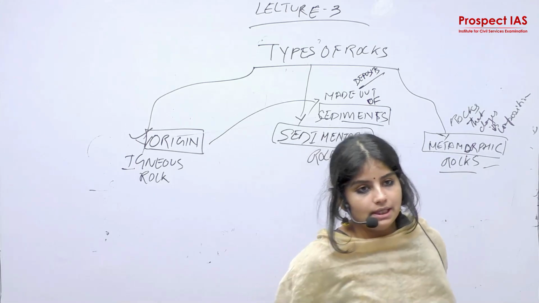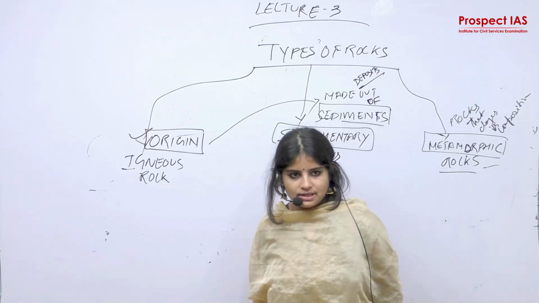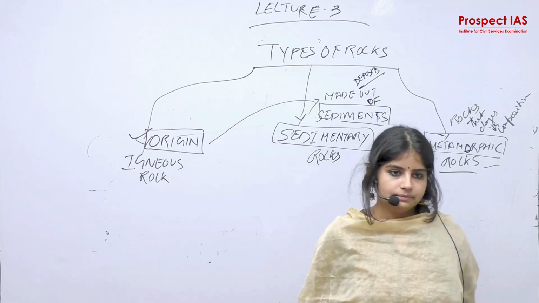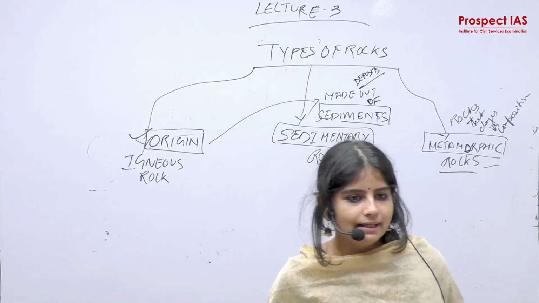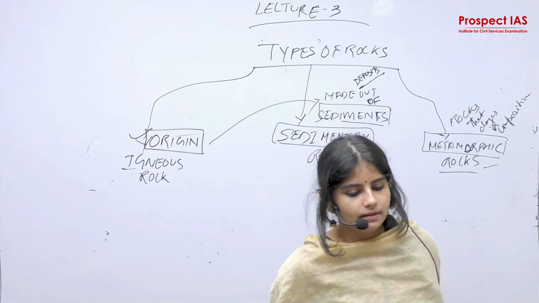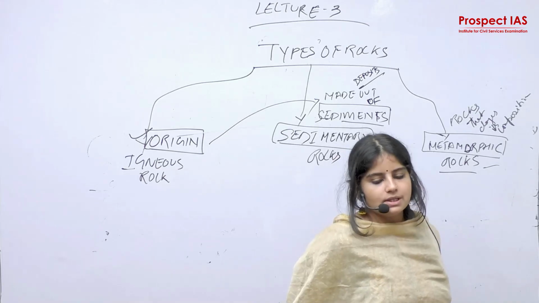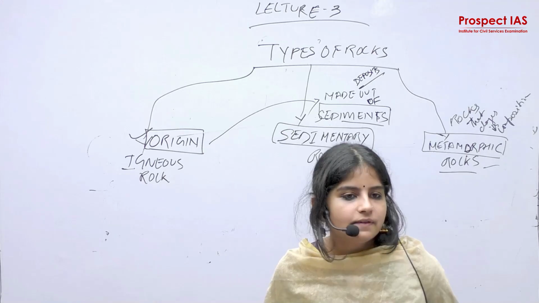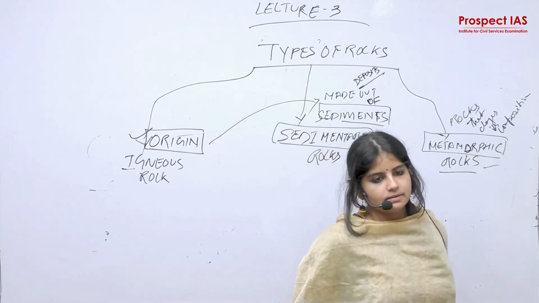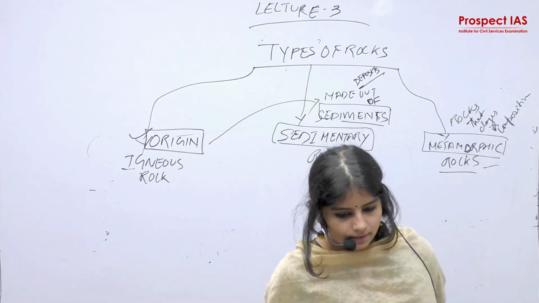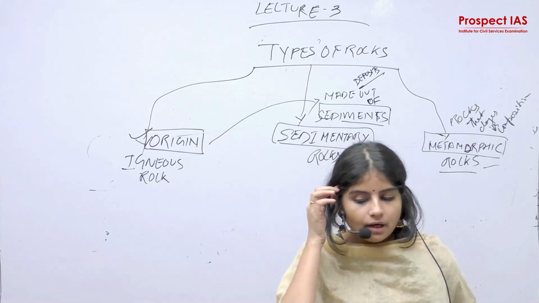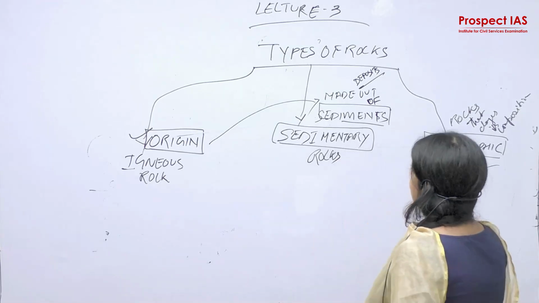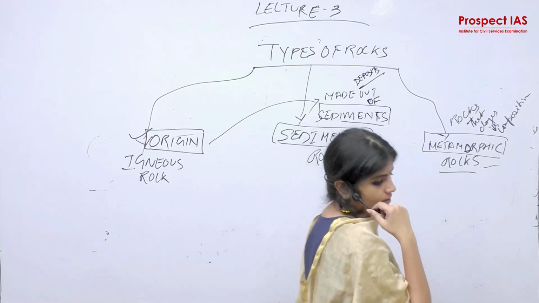Lithification is the fragmentation. Online students, you guys are writing now? You people are writing? Yes, very good. So lithification is the process under which the fragmentation of igneous rocks took place into sediments. Okay. Now the third type of rock is metamorphic rocks.